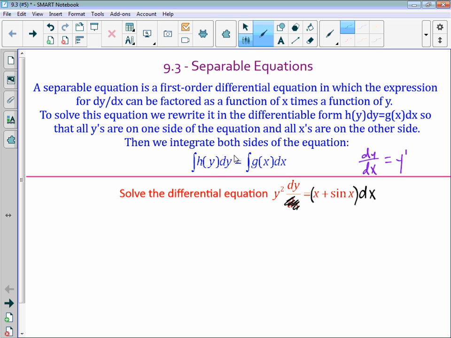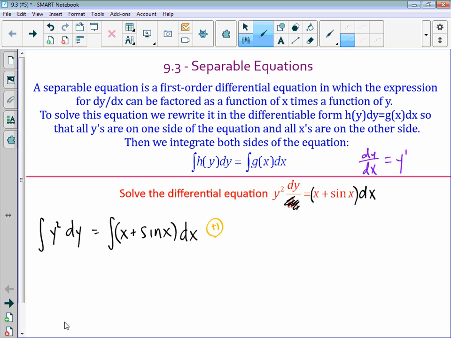After you get all your y's over here and all your x's over here, what you're going to do is put an integral sign in front of both of those. So really I now have the integral of y squared dy equals the integral of x plus sine of x dx. And on the AP test, you literally just earned a point because you separated the equations. Just getting the y's on one side and the x's on the other gets you a point.